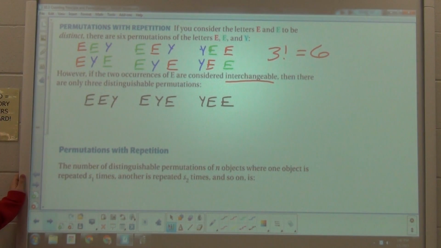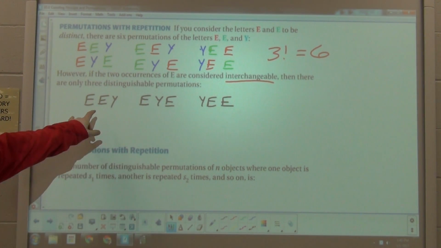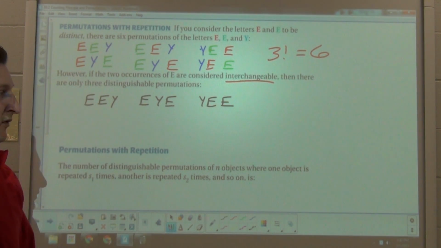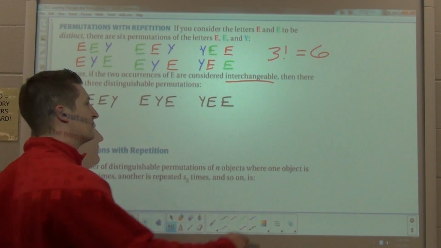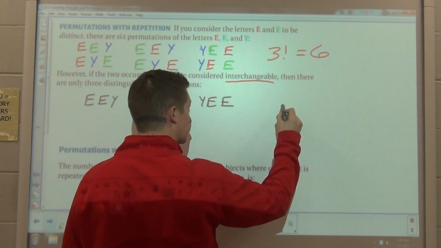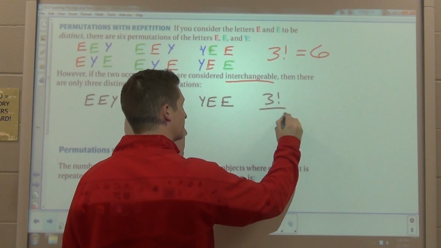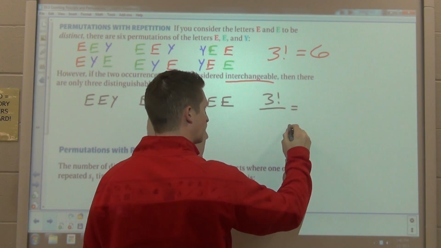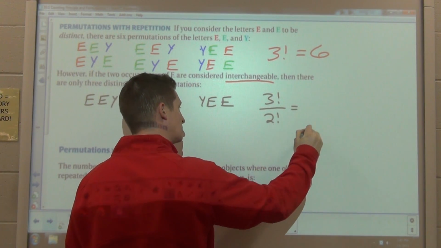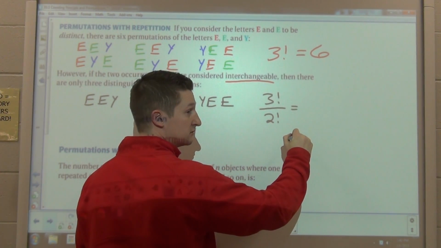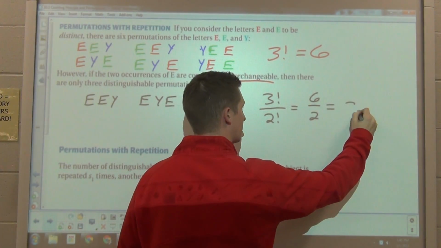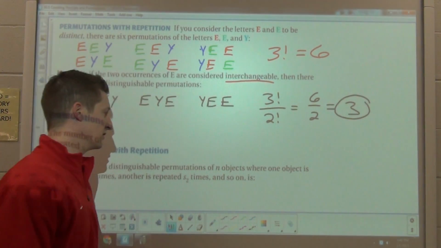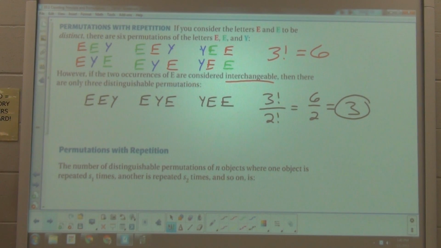That'd be it. No other ways to do it if the E doesn't have a color that separates one from the other. Well, how do we get that? Let's see. We have 3 factorial, which gave us 6, but now what happened is we took 3 factorial and we had to divide it by 2 factorial. 2 factorial is 2, 3 factorial is 6, 6 divided by 2 is 3. There's 3 ways to do this. So this is an example of a permutation with a repetition.